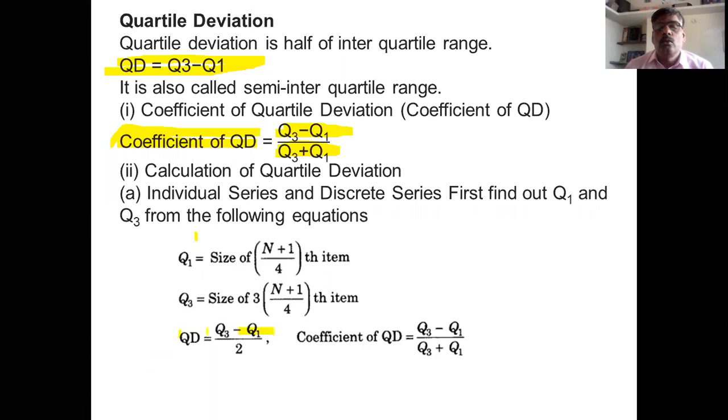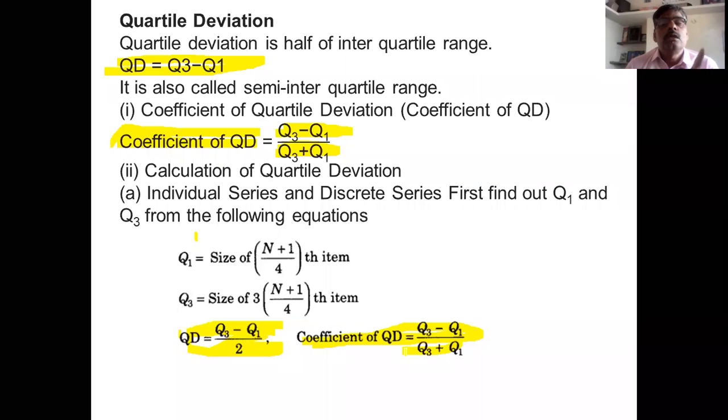This is the equation for QD, quartile deviation. And for the coefficient of quartile deviation, this is the equation. But a problem arises regarding the calculation of quartiles. How to calculate quartiles for ungrouped data? Then how to calculate quartiles for grouped data, discrete series? Then how to calculate quartiles for the continuous series?